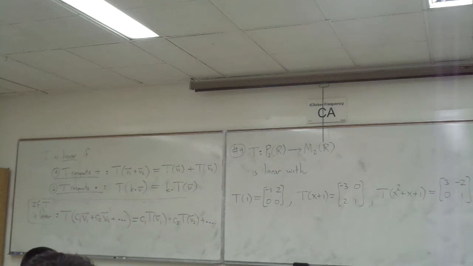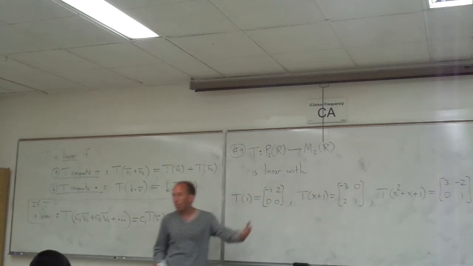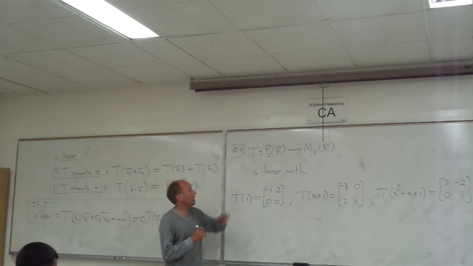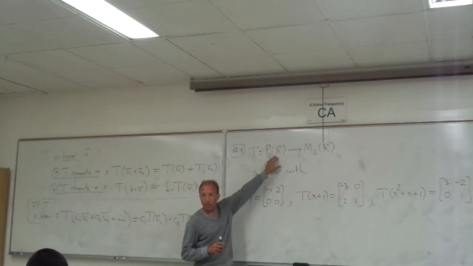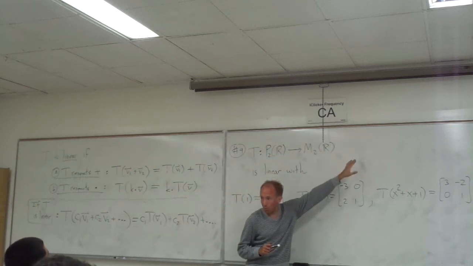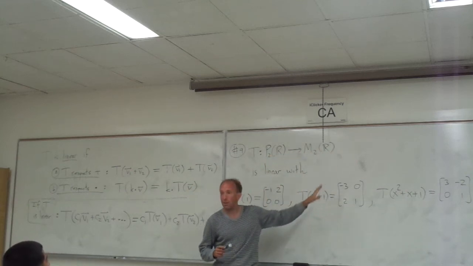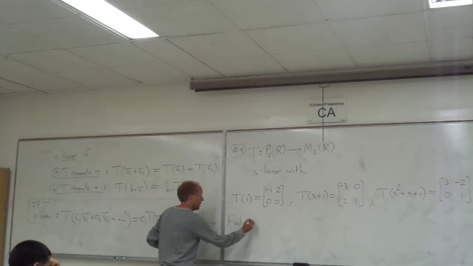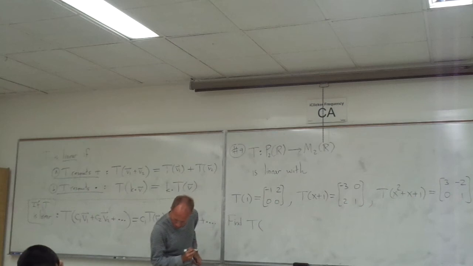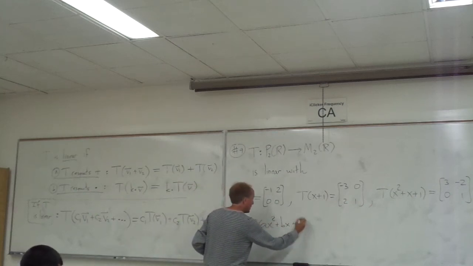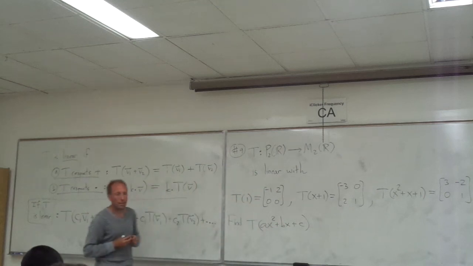So I give you those three input-output combinations. Notice that I am inputting polynomials of degree 2 or less, and I'm outputting a 2 by 2 matrix for each of these cases. So now here's the question. Let's find T of ax squared plus bx plus c. Let's find that guy.